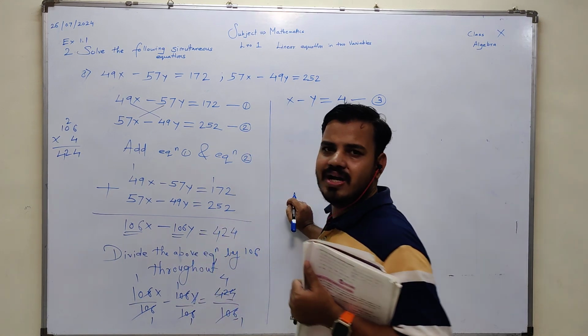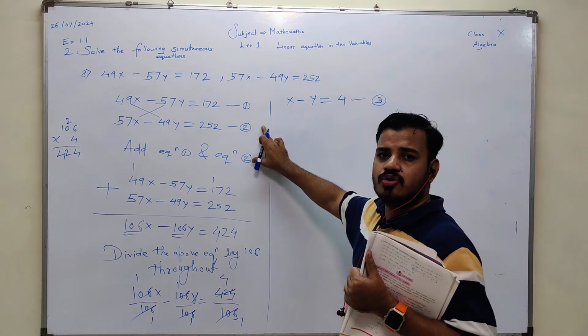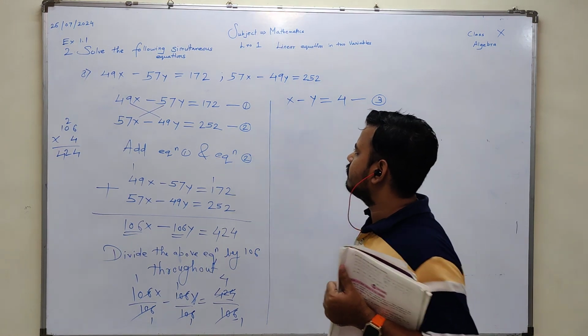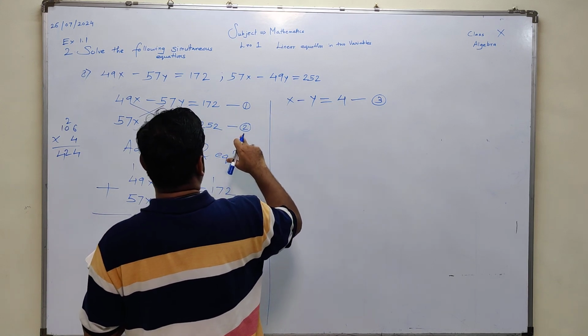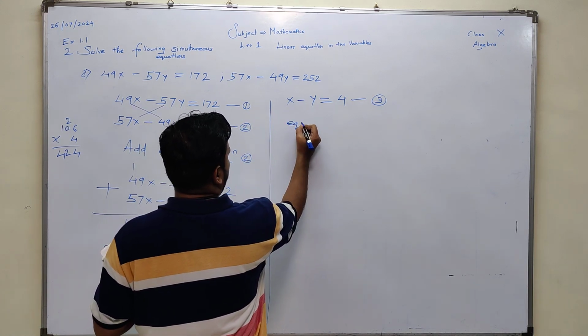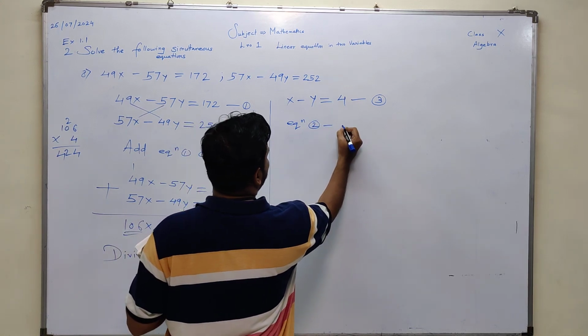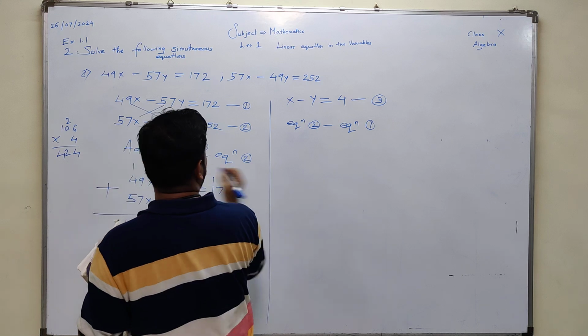And as I told you earlier, after doing addition, what will we do? We will do subtraction of equations 1 and 2. So I will subtract 1 from 2. So I will write here equation 2 minus equation 1. So what is equation 2?